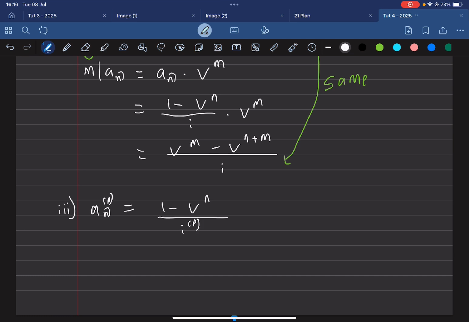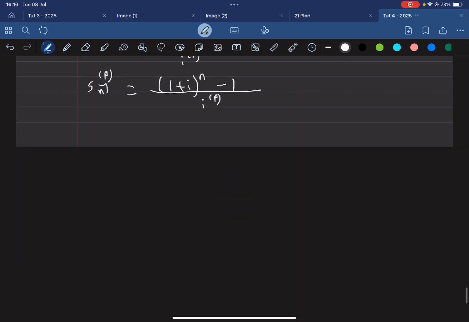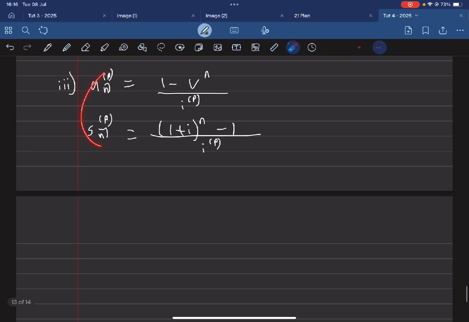So the only difference is when it has this little p, it's just if i has to be compounded p times. Okay, and then s_n compounded p times. It's very similar, except you just swap it. So it's 1 plus i to the n minus 1 over i^(p). Okay, cool. So now we know what these are. So now let's divide them.